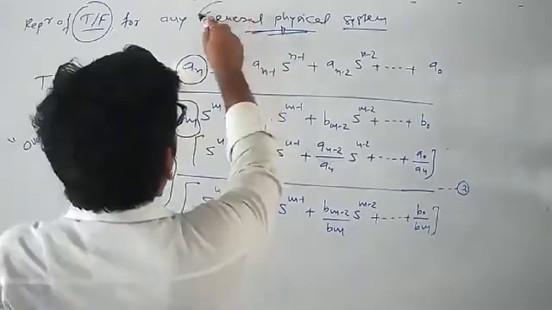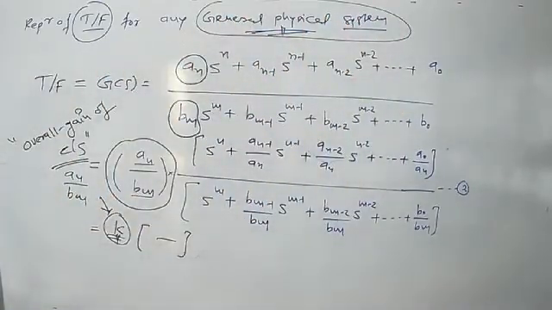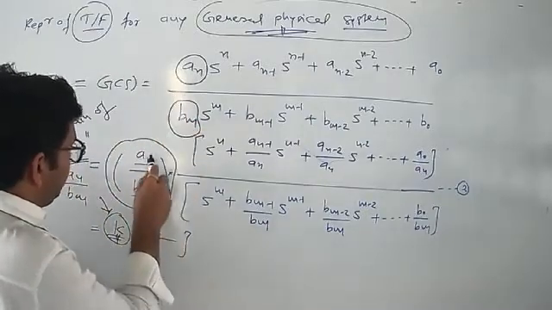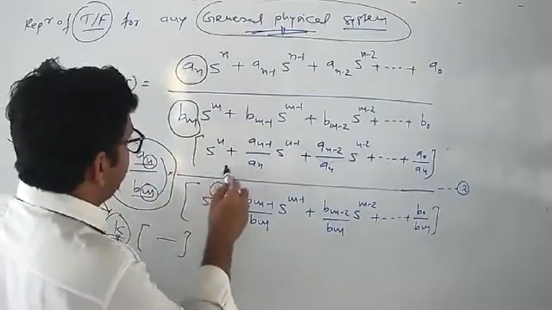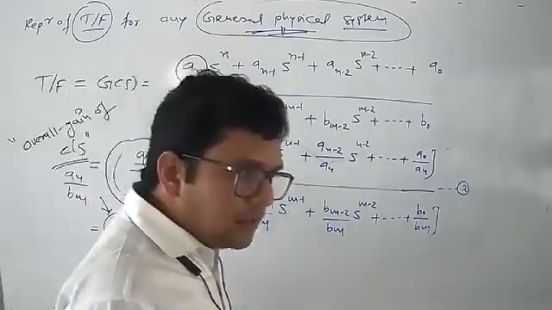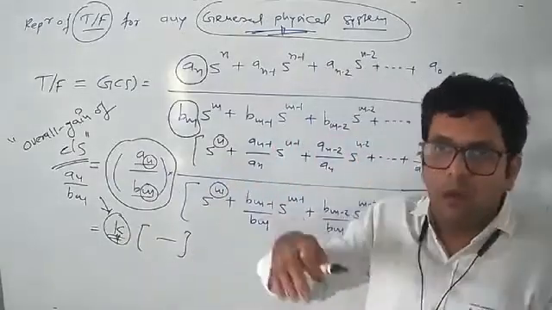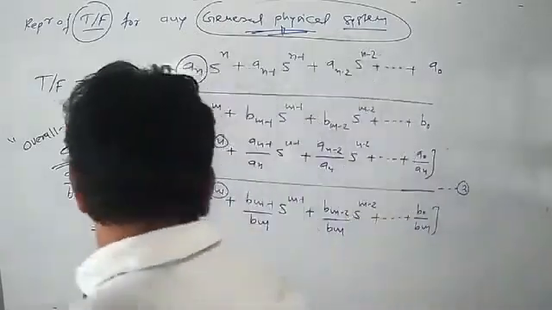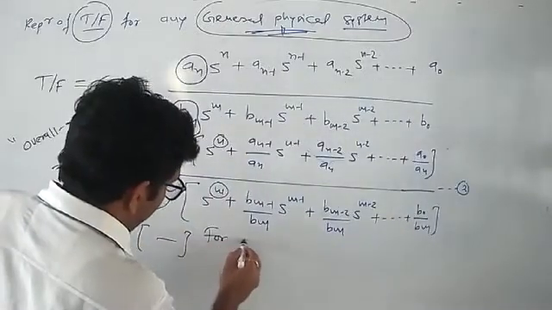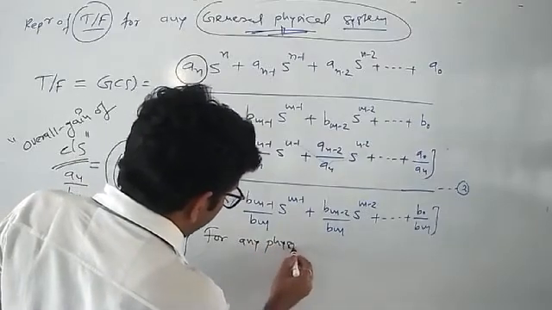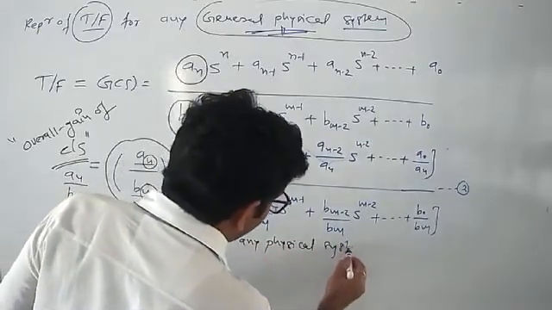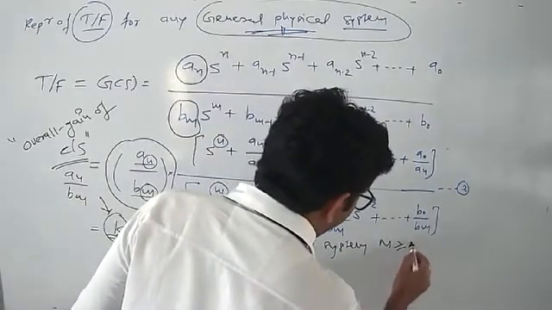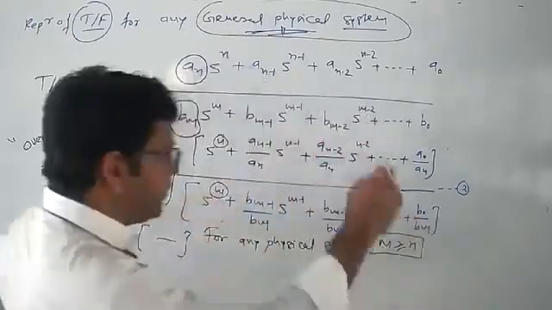Now for any physical system, there is a specific relationship between this m and this n. They must have a specific relationship between them for any physical system. So what is the relationship between this m and n? For any practical physical system, the value of m is always more than or at the max equal to n. This you have to remember.